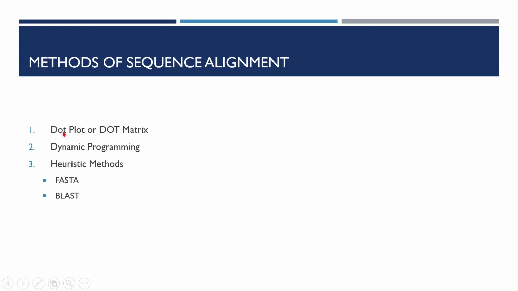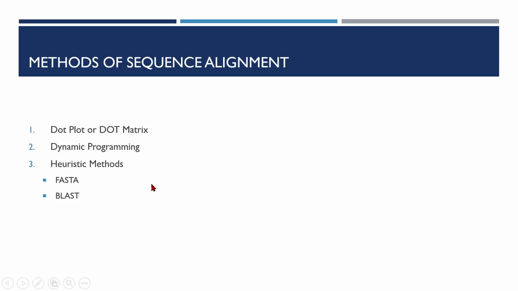So these three methods of sequence alignment, whether it is dot plot, dynamic programming, or heuristic methods with FASTA and BLAST, all work for both protein as well as nucleotide sequences. All three methods we need to discuss in detail. In this class, we will discuss dot plot or dot matrix, whereas in the upcoming classes, we will be covering the dynamic programming method and heuristic methods.